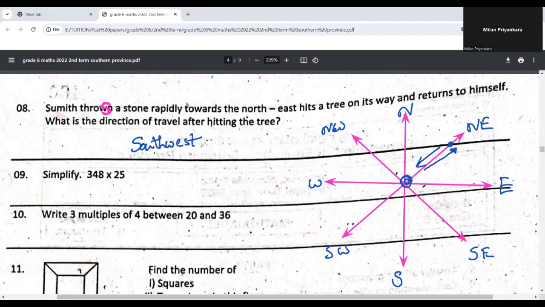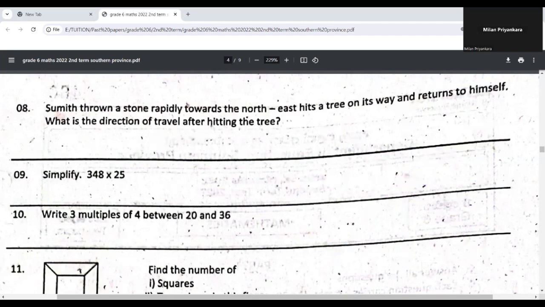I think you can easily see and understand this. This stone travels to southwest, right? So simplify. Okay, next we'll go to question number 9. So you have to simplify this. So when you have simplify, I think this is very simple.